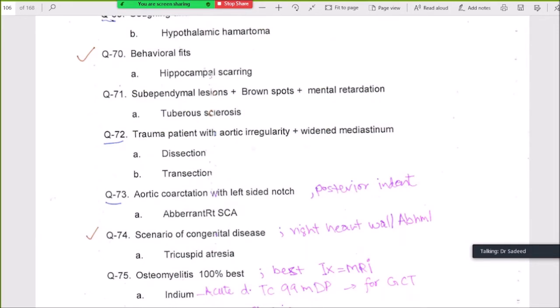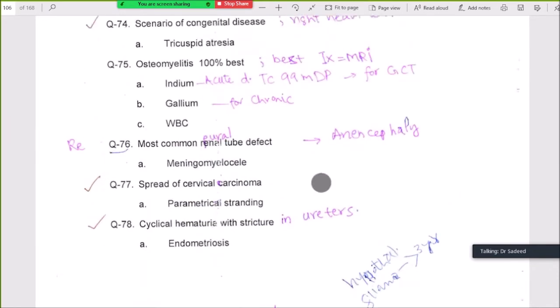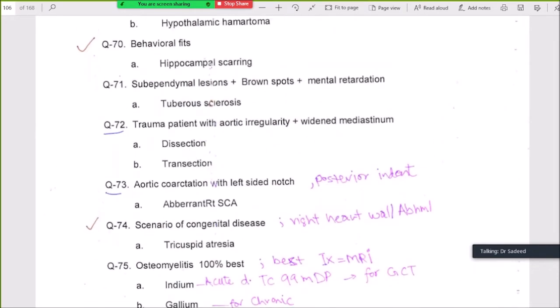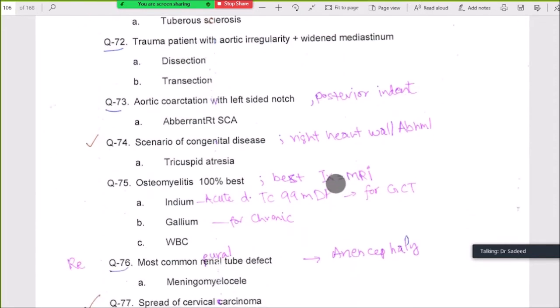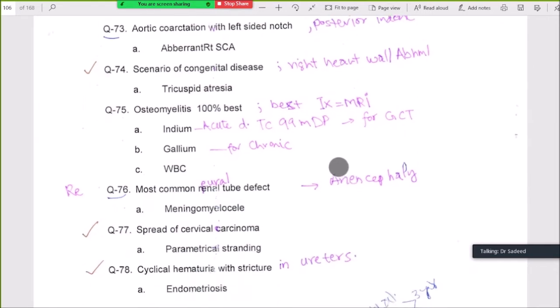72. Trauma patient with aortic irregularity plus right mediastinal widening. Diagnosis is aortic transection. 73. Aortic coarctation with left side notching, aberrant right subclavian artery. Also posterior esophageal indentation is seen in aberrant right subclavian artery. Question number 74.